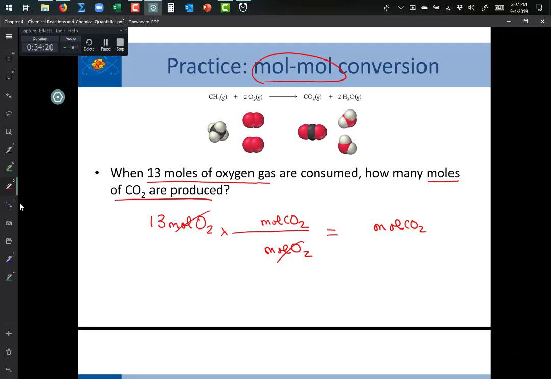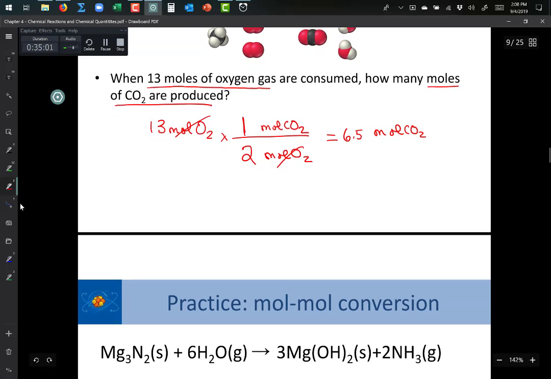That mole ratio comes from your chemical equation. So if you look at the balanced chemical equation, it actually says 1 mole of CO2, that's the one that's here, is produced from 2 moles of O2. That's my mole ratio. So I end up with 6.5 moles. So we use the balanced chemical equations, the stoichiometric coefficients, as conversion factors to convert from one kind of substance to another, and just set it up so the units cancel.